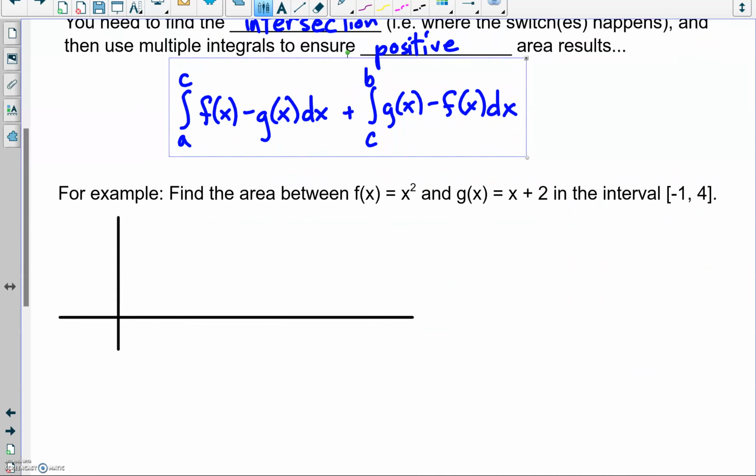So, for example, here we can look at our two functions we were looking at before, the x squared and the x plus 2. But now we're going to go from -1 to 4. So I'm still going to draw a little representative sketch here to see what's going on. Put the 2 here, get this thing going like so.